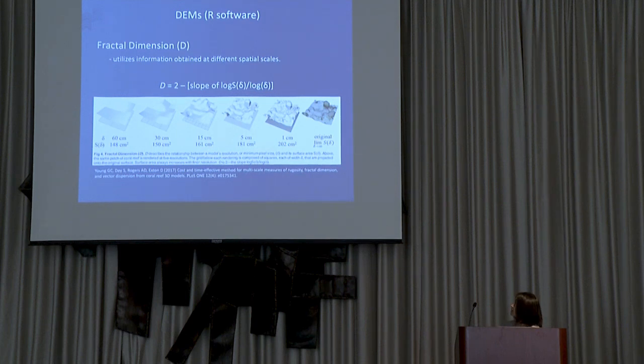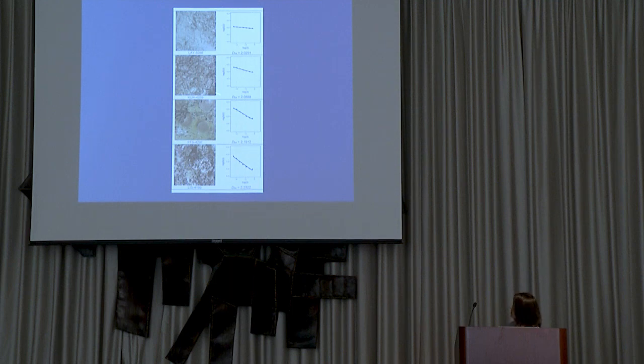Fractal dimension is another metric you can extract from DEMs, and you can use R software for this. It utilizes information obtained at different spatial scales. To explain, here's a 3D model. You export a DEM at 1 centimeter resolution and calculate 3D surface area. Then you start aggregating cells, and each time you recalculate 3D surface area. If you plot log resolution against log 3D surface area, the relationship is linear, and fractal dimension is 2 minus the slope of this line. As you can see, it increases as habitat becomes more complex.